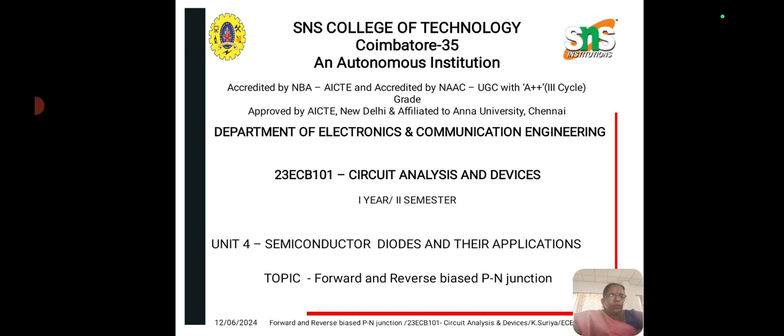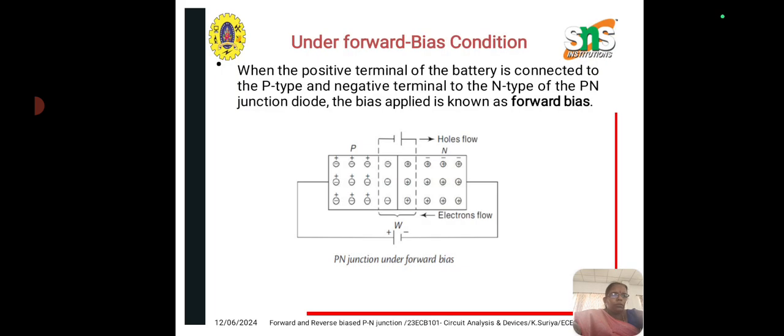So in this video, let us see how PN junction diode works in the forward and reverse biased conditions. First we will see the forward bias. When the positive terminal of the battery is connected to the P type and the negative terminal of the battery is connected to the N type of the diode, it is known as forward biased condition.